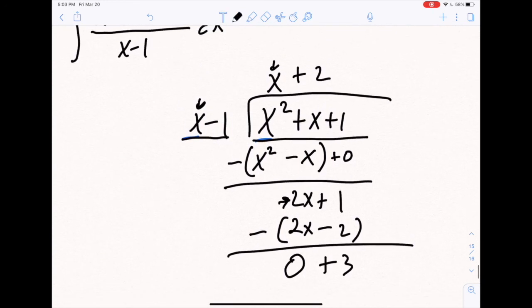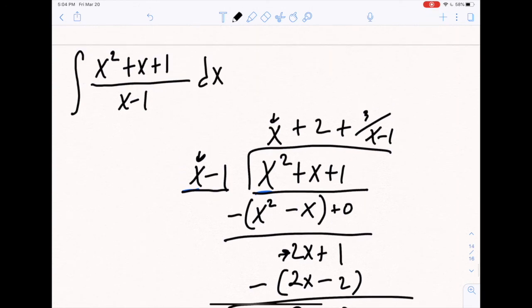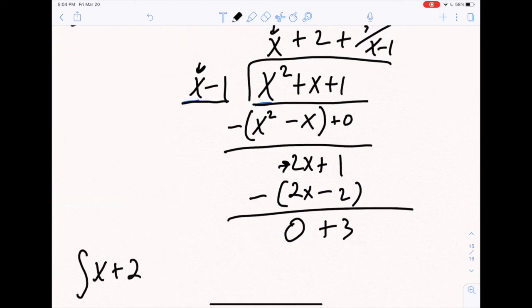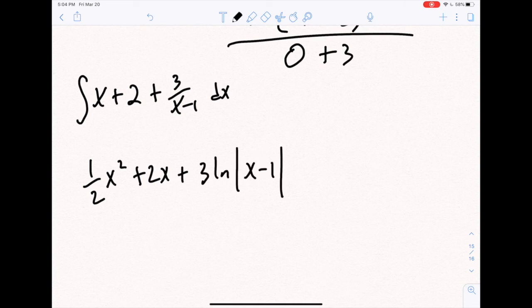What do we need to multiply x by in order to get 3? Well, there are no copies of x here, so we can't multiply x by anything to get it, especially because x is a variable. So that just means we have a remainder of 3 divided by x minus 1. So that means that this integral of x squared plus x plus 1 over x minus 1 dx is the same as the integral of x plus 2 plus 3 over x minus 1 dx. And so that gets us 1/2 x squared plus 2x plus 3 times the natural log of the absolute value of x minus 1 plus a constant c.